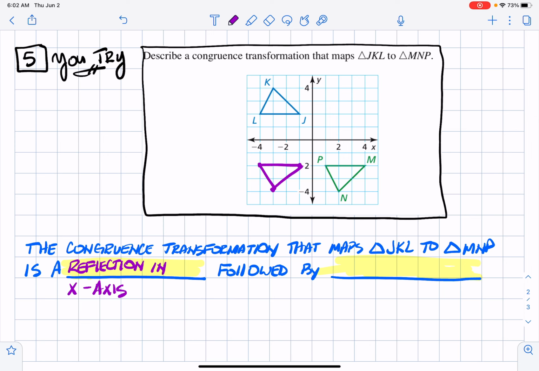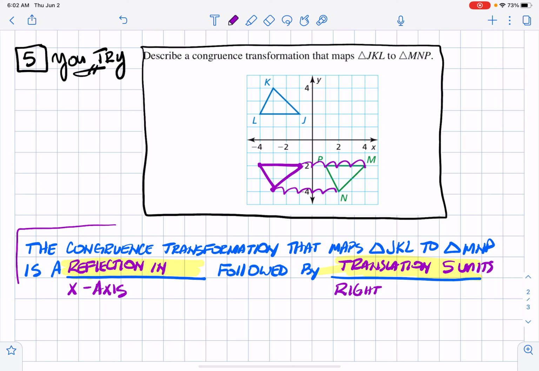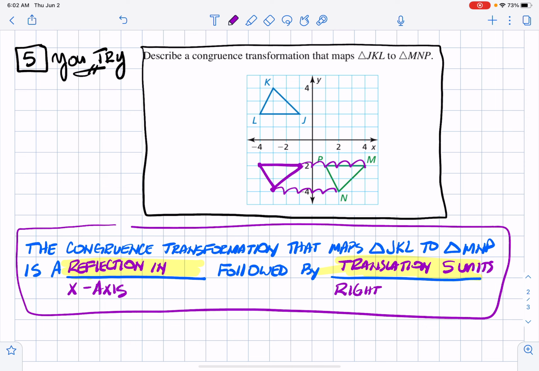And then followed by, how do I get this point over here? So I'd go 1, 2, 3, 4, 5, right? And then 1, 2, 3, 4, 5. So followed by a translation 5 units right. Okay, and that right there is how we describe the congruence transformation. All right, that's everything you need for this first video lesson. See you in the next one.